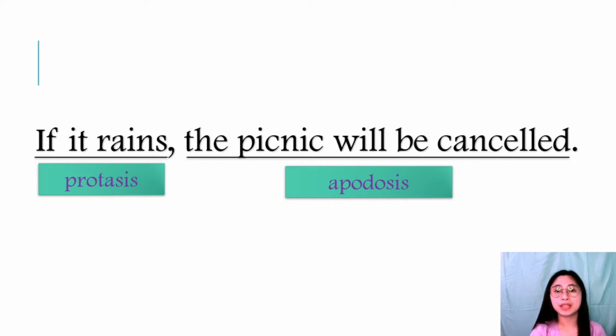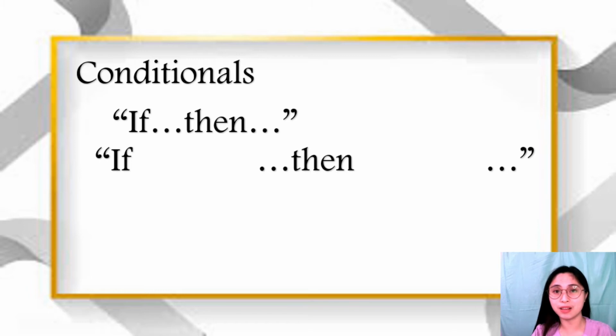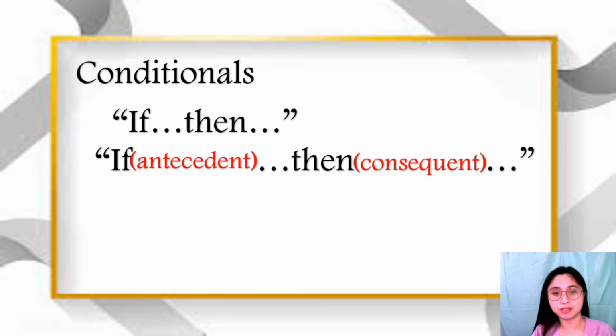Again, the dependent clause that expresses the condition is called protasis, and the independent clause or the main clause that expresses the consequence is called apodosis. Conditionals are typical sentences of the form if and then, wherein the clause that follows if is the antecedent and the clause that follows then is the consequent.